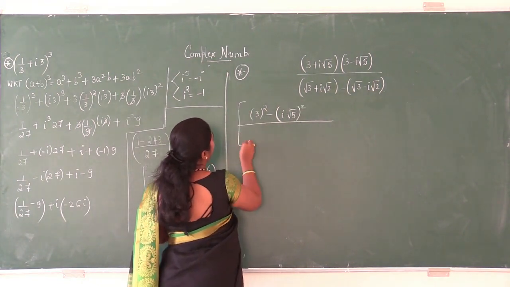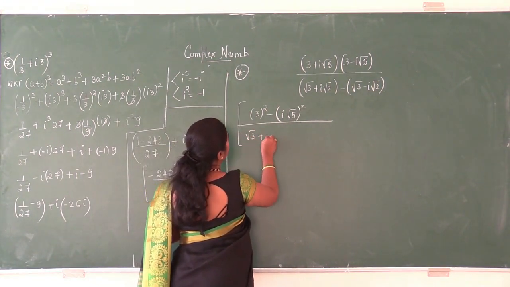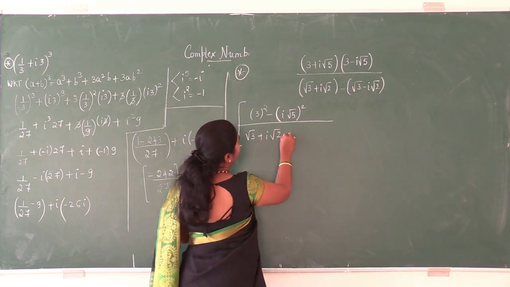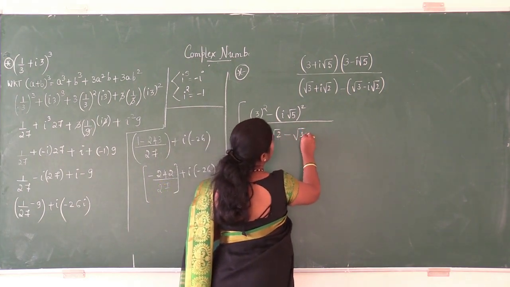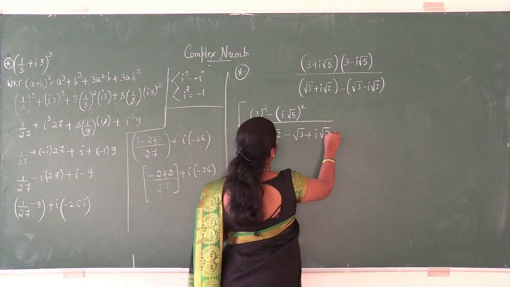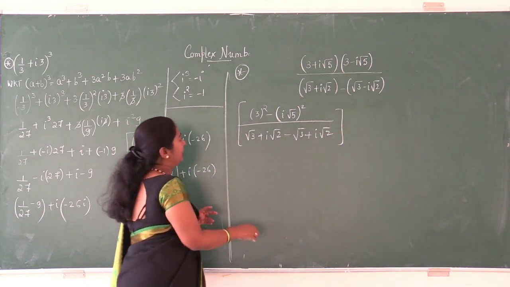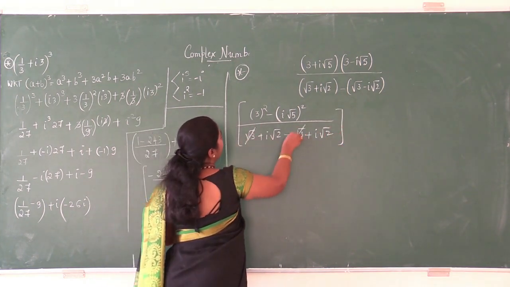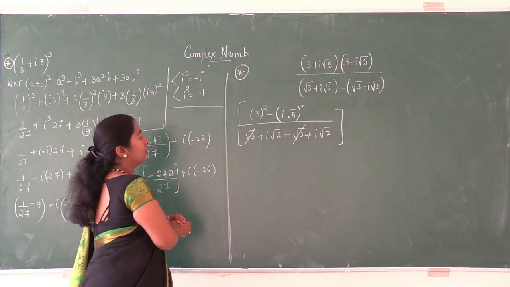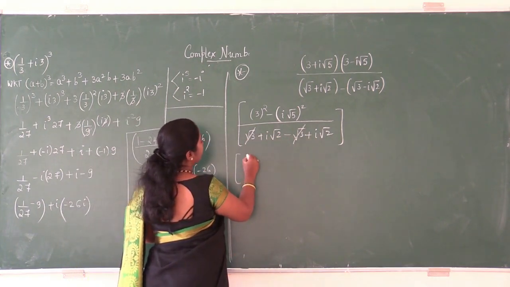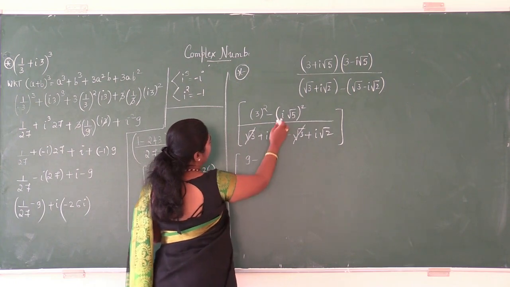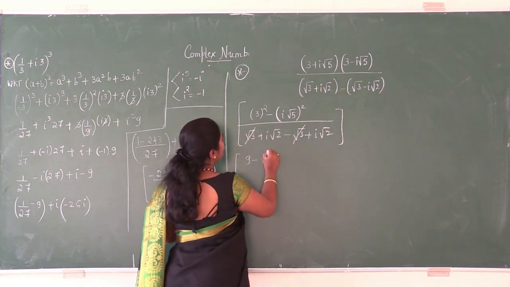So what is the denominator here? Root 3 plus i into root 2 minus root 3, minus into minus plus i into root 2. In the denominator, plus root 3 and minus root 3 get cancelled. So what happens in the numerator now? What is 3 square? It is 9 minus i, which can be written as i square.